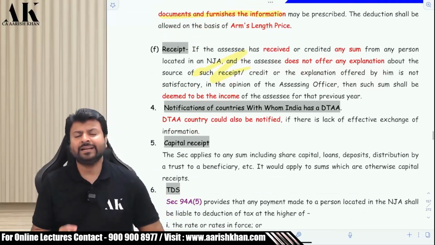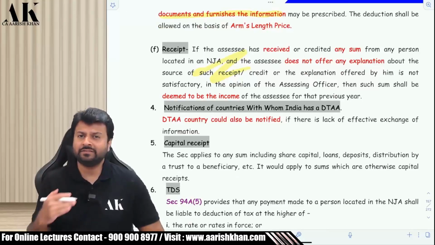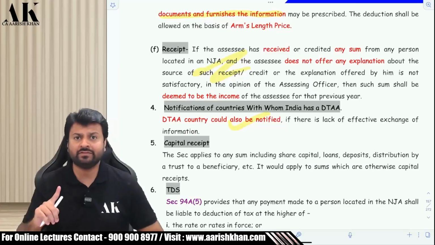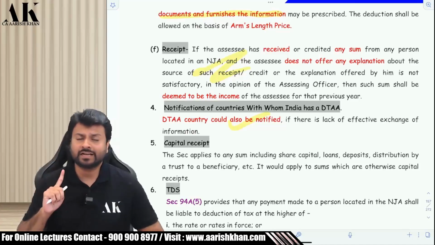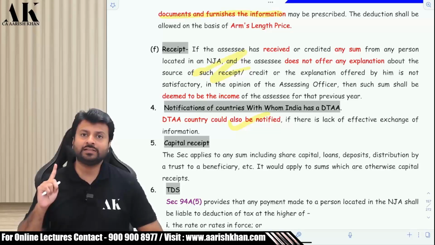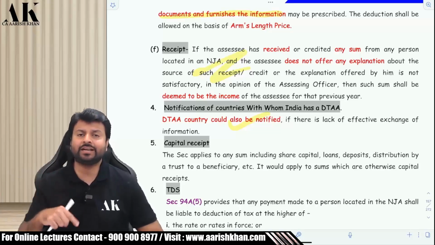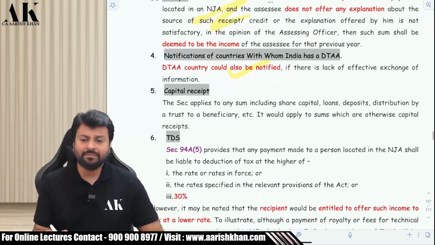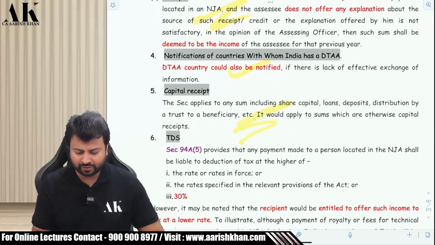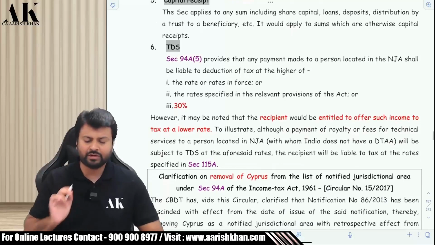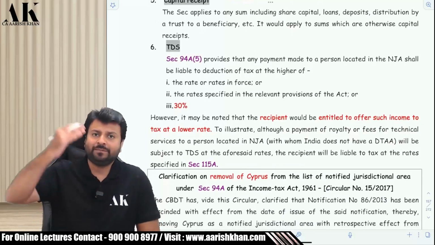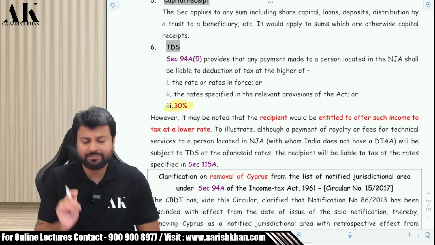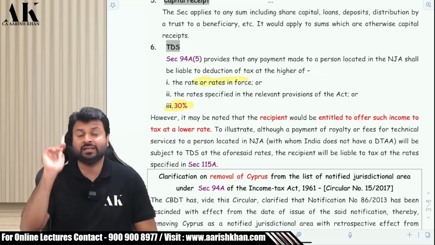Can India declare a country as an NJA with which India has DTAA? Yes, India can also declare a country as NJA with which India has DTAA. The condition is not DTAA. The condition is that there is no effective exchange of information by that country with India. Then NJA can be declared. Even if capital receipts are coming, for that also you need to give the relevant information. And last but not least, this is a very important provision over here. If you are making payment to any person located in NJA, you are going to deduct TDS at 30% or the actual rate, whichever is higher.